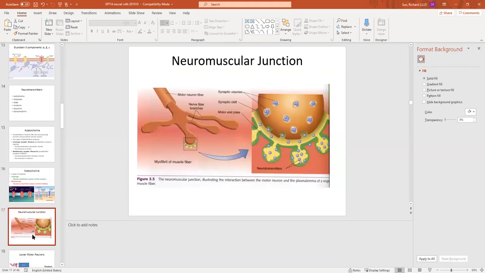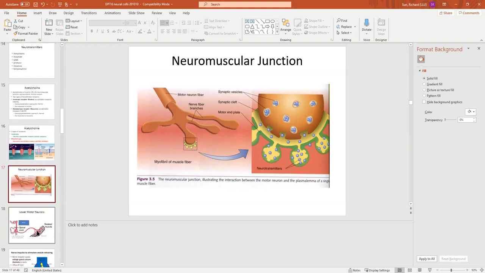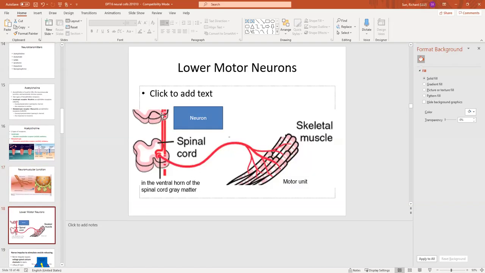Now we are going to talk more about the neuromuscular junction. This is the motor neuron, and this is the axon terminal to one muscle, releasing the neurotransmitter. This is the spinal cord. In the spinal cord, we have the motor neuron located in the ventral horn. Each nerve can innervate multiple muscles, but each muscle only has one innervation. This nerve will control the contraction of all these muscles altogether. This group of muscles is called a motor unit because they are all controlled by the same single motor neuron.